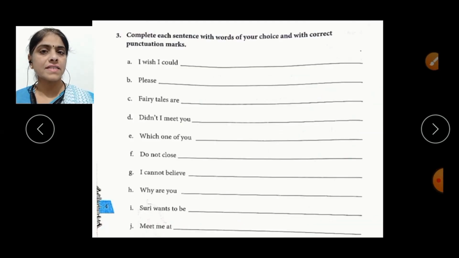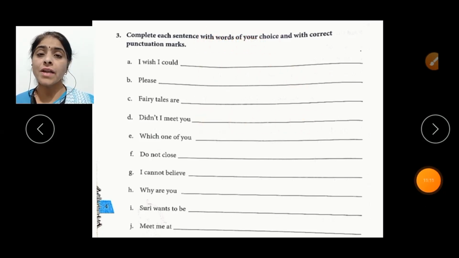Here is the last exercise of this worksheet, which is given on page number 4. In this exercise, we need to complete each sentence with words of your choice and with the correct punctuation mark. So you can complete these sentences with the words of your choice. Here you can make more than one sentence by using different words.